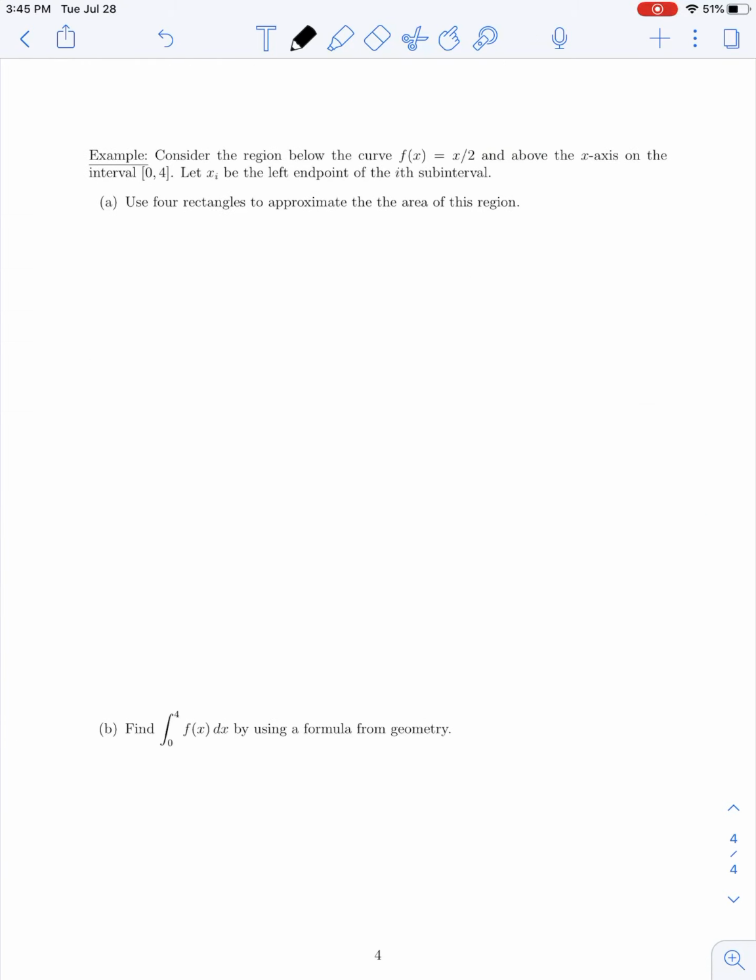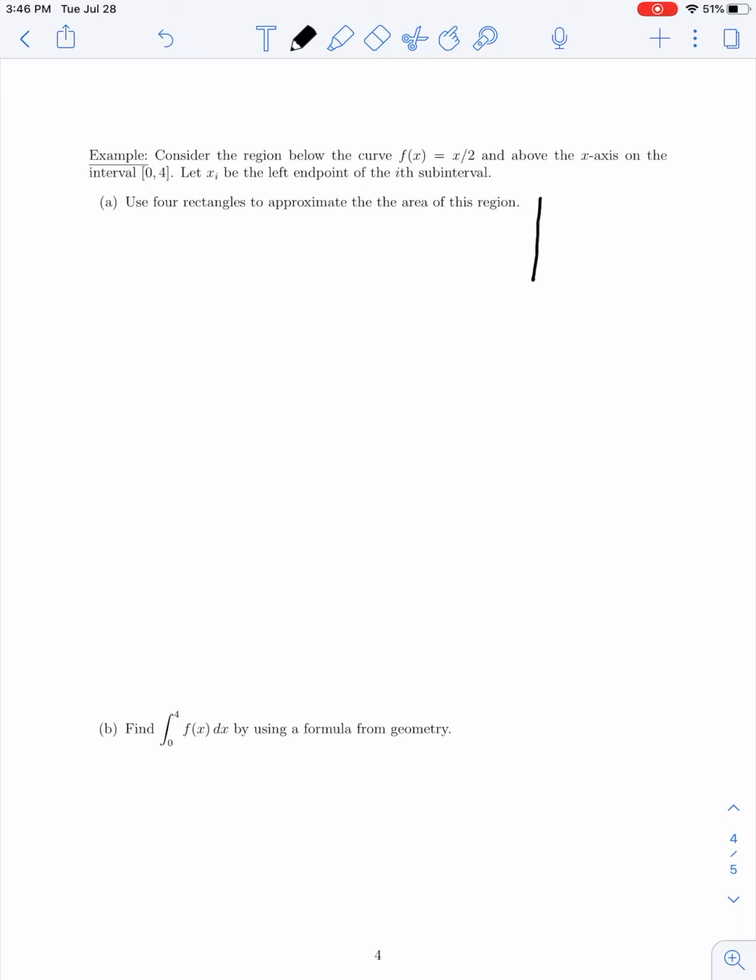So let's look at one last example. In this next one, we're told to consider the region below the curve f of x, which is x divided by 2, and above the x-axis on the interval from 0 to 4. And we're told again to let xi be the left endpoint of the ith subinterval.